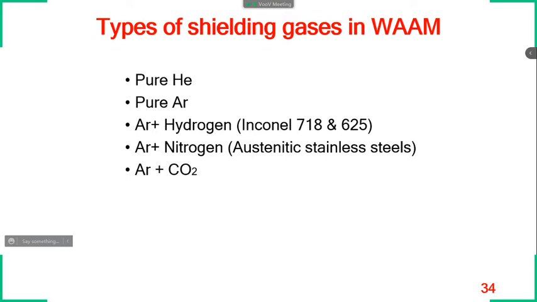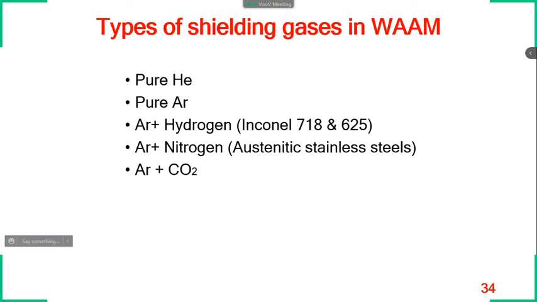So what is ionization potential? Ionization potential means how easily the gas can get polarized. How easily the gas can get charged. If the ionization potential keeps on increasing, then the arc temperature will be very high.